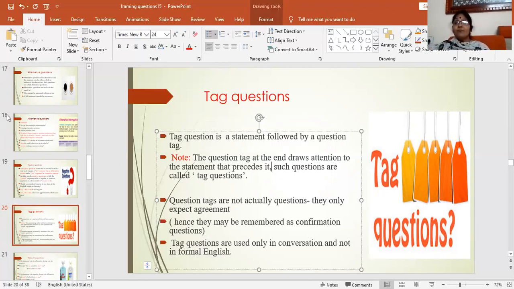So what is the other way of questions that we ask? That is tag questions. In tag questions, the question tag at the end draws attention to the statement that precedes it, right? Such questions are called tag questions. Question tags are not actually questions. They only expect agreement, right? Tag questions are used only in conversation and not in formal English.